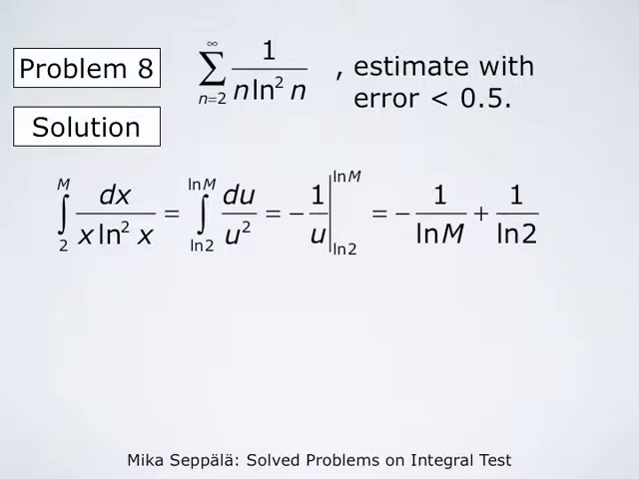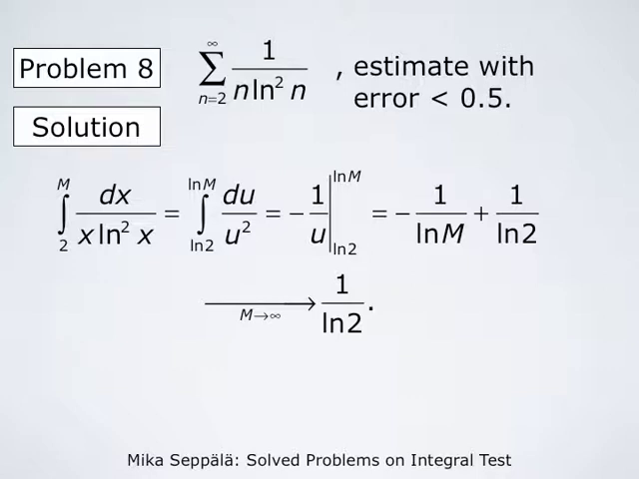The integral from 2 to m of dx divided by x times ln squared of x is the integral from ln of 2 to ln of m of du divided by u squared. Here we have substituted u equals ln of x. And this becomes negative 1 over u, evaluated from ln of 2 to ln of m. So we get minus 1 divided by ln of m plus 1 divided by ln of 2. As m goes to infinity, ln of m goes to infinity as well, and minus 1 over ln of m goes to 0. Therefore, as m goes to infinity, this expression has the limit 1 over ln of 2.